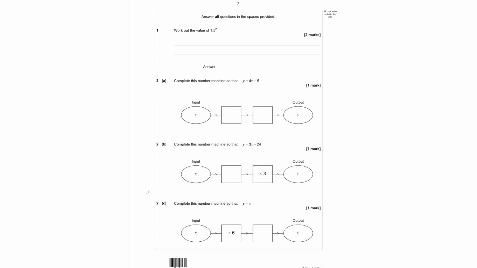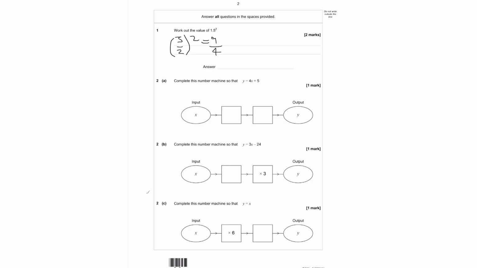So to start with question 1, we have: work out the value of 1.5 squared. Now I know this is the first question, but this is the kind of thing that used to confuse me or throw me a little bit. So there's two ways I like to do this. One is to convert this value to a fraction, in which case we'd have 3 over 2 squared, which equals 9 over 4. And I happen to know that 9 over 4 is 2.25.